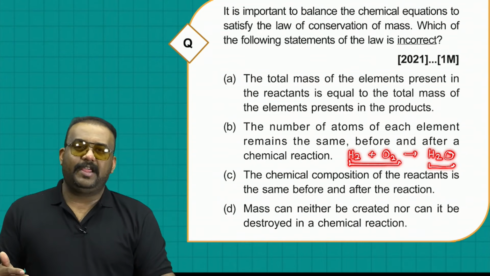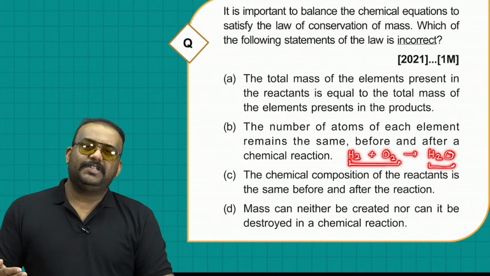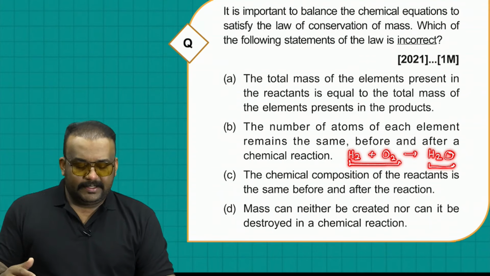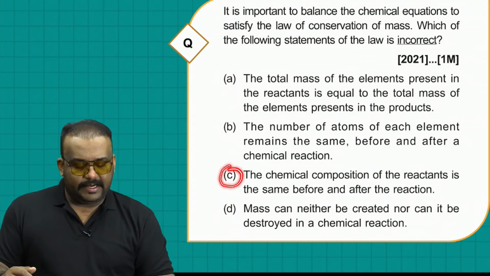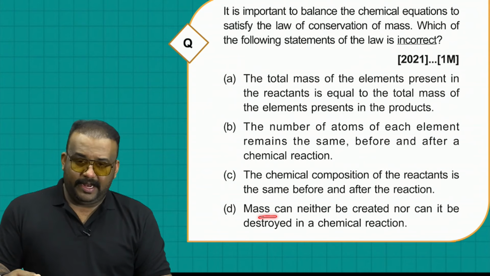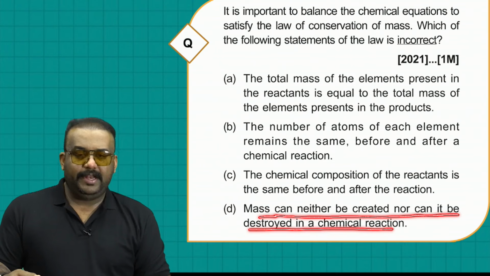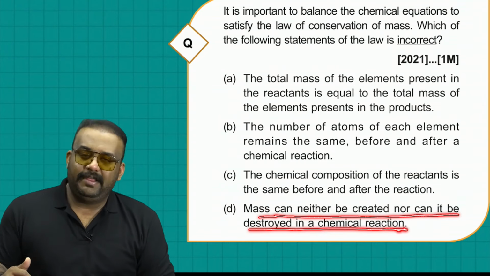So in every chemical reaction, the chemical composition is going to change. So this statement is not correct. And the last statement also we can read, mass can neither be created nor can it be destroyed in a chemical reaction. That is very much true.